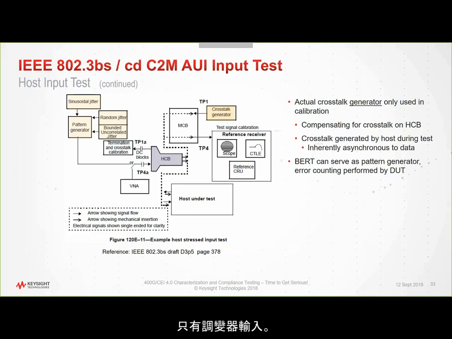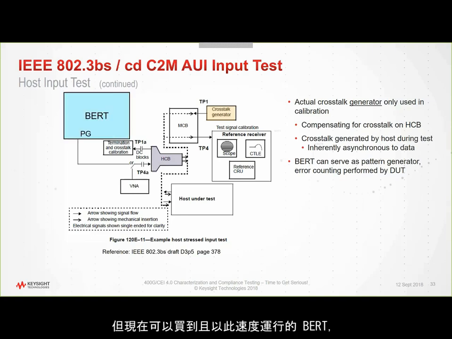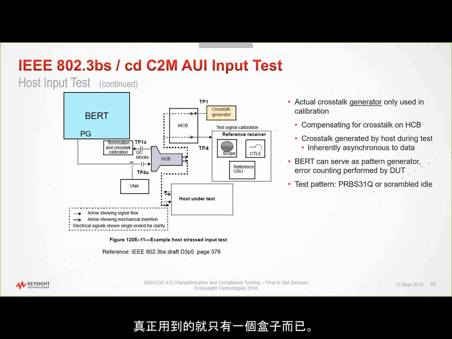They had a modulator input, so these would actually be all signal generators on the outside, but now any BERT that you buy that can run at this speed, regardless of who the vendor is, is going to have all these stressors built into it. So even though it's a complicated drawing, it's really a single box that you use. The test pattern is a PRBS31Q.